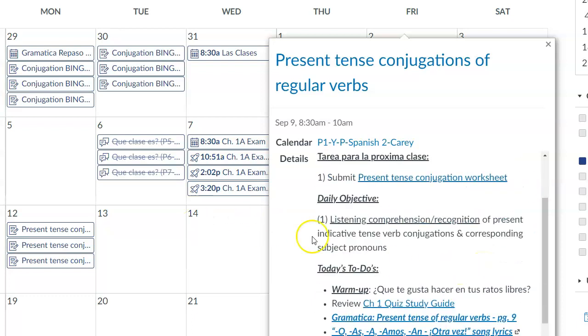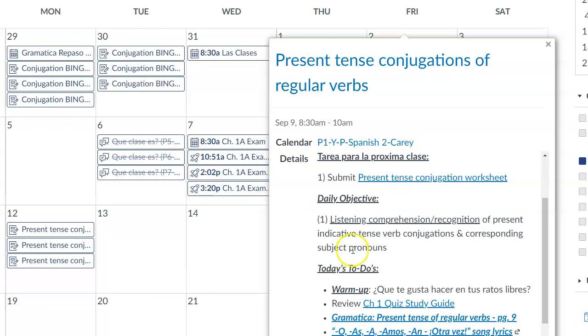Our daily objective is to practice listening comprehension and recognition of those present tense verb conjugations and the relationship they have with the subject pronouns yo, tú, él, ella, usted, etc.